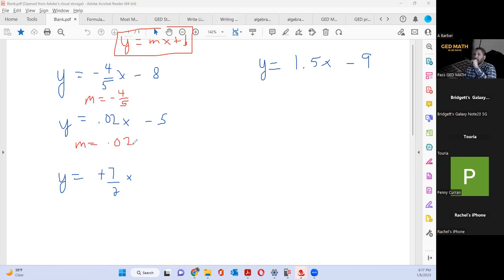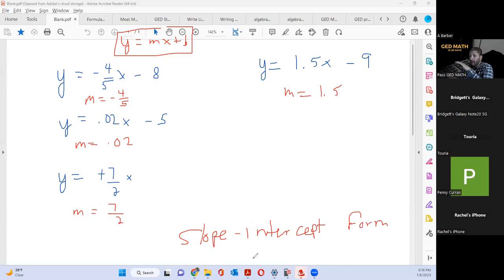0.02. So if you notice, it doesn't matter if I have a whole number, a fraction, or a decimal. If it's in slope-intercept form, y equals mx plus b, to find the slope you're looking at whatever the coefficient is in front of the x. For number 3, what's the slope? 7/2. And for the last one, y equals 1.5 x plus 9, what's the slope? 1.5. Does everybody understand that? But what you have to remember, these are slope-intercept form.